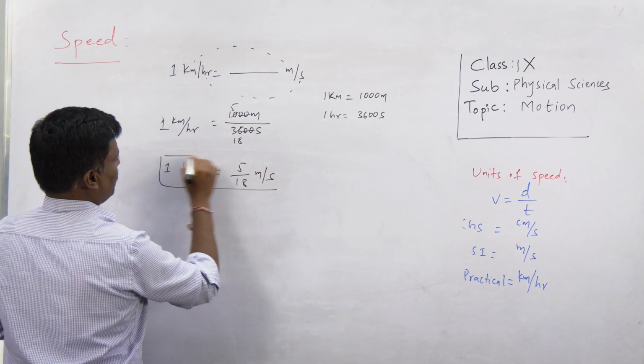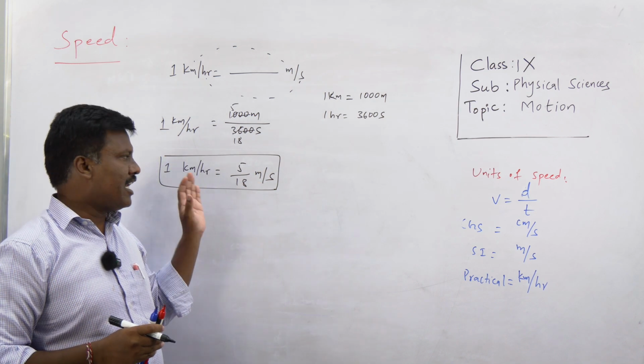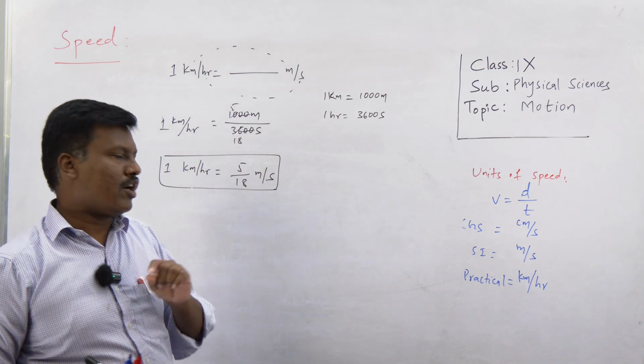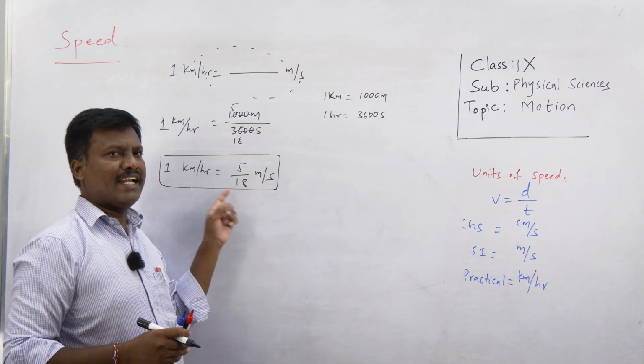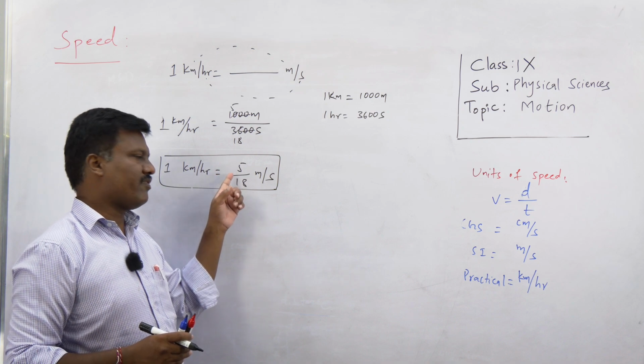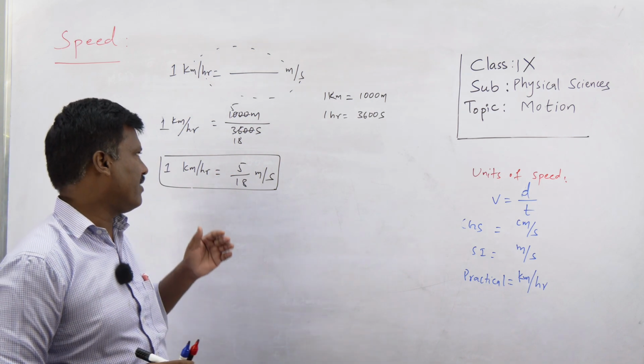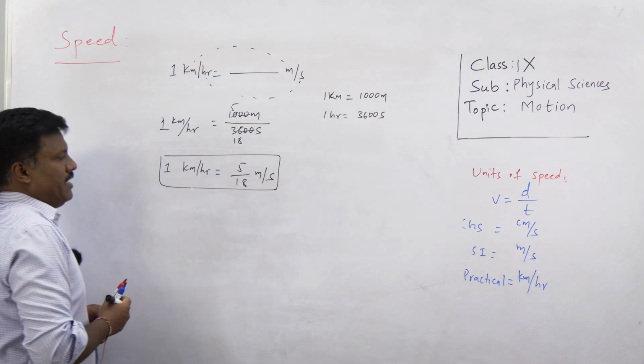This you have to remember. If you want to convert kilometer per hour into meter per second, the number which is given, we have to multiply by 5 by 18, so that automatically it is converted from kilometer per hour into meter per second. Right.